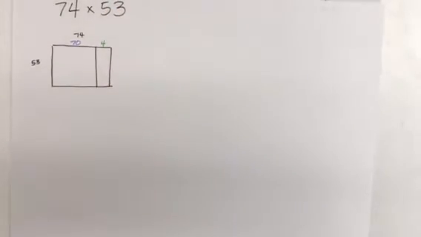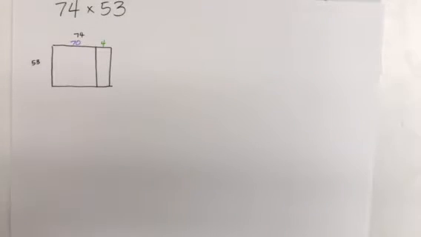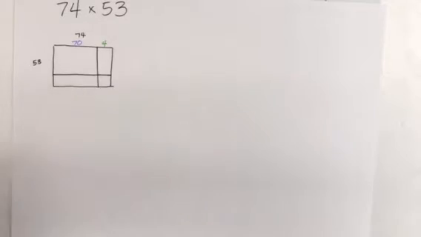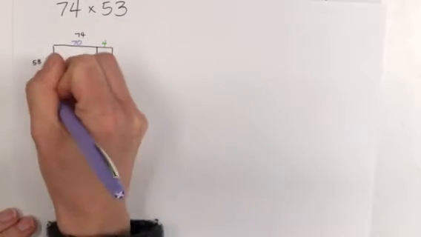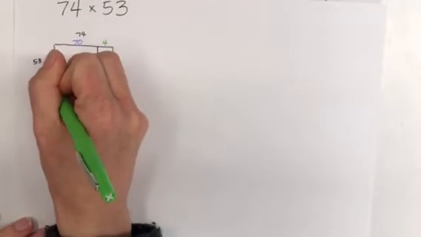And you've seen this strategy before when we did 2-digit times 1-digit, right? But now we've got a 2-digit number on the side as well. So I can actually subdivide this again. I can apply that same strategy so that I've got 50 and 3. Oops. Let's stick with my colors.